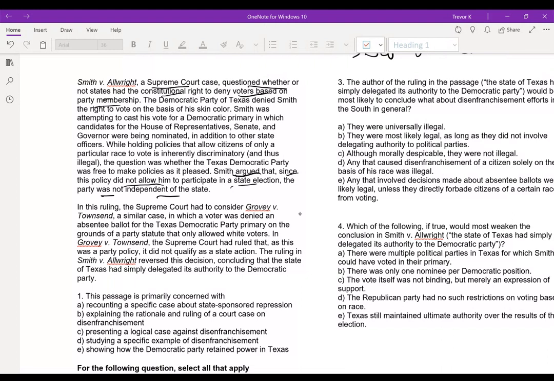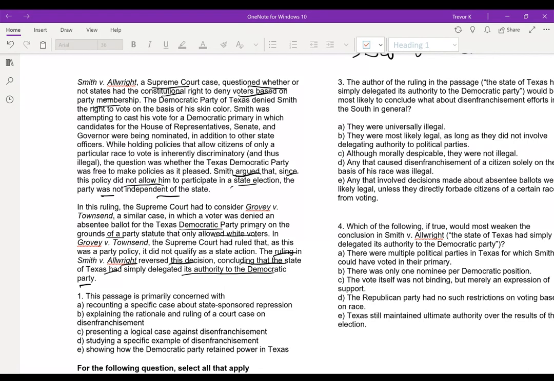In this ruling, the Supreme Court had considered Grovey versus Townsend, a similar case in which a voter was denied an absentee ballot for the Texas Democratic primary on the grounds of party statute that only allowed white voters. The ruling in Smith versus Allwright reversed this decision, concluding that the state of Texas simply delegated its authority to the Democratic Party.